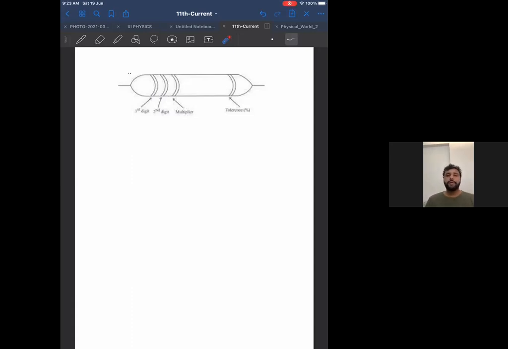Now, how can you find out resistance? You can find out resistance by the first 3 colors. And how can you find out tolerance? By the last color of a resistor.